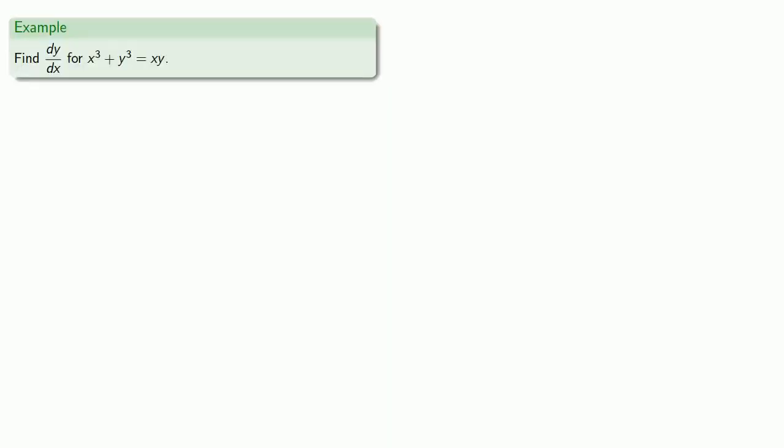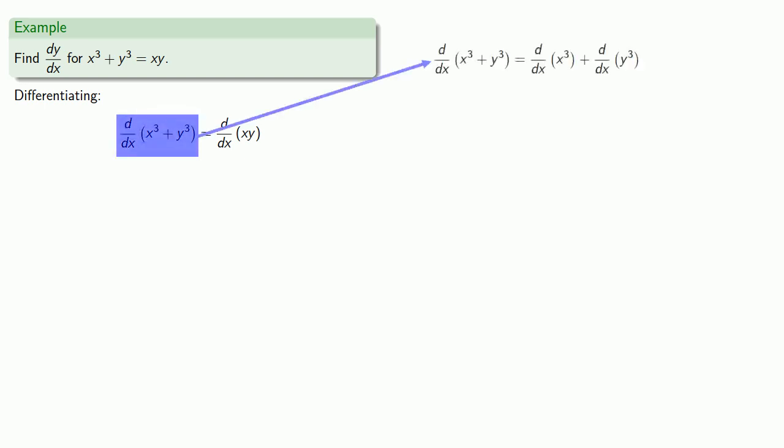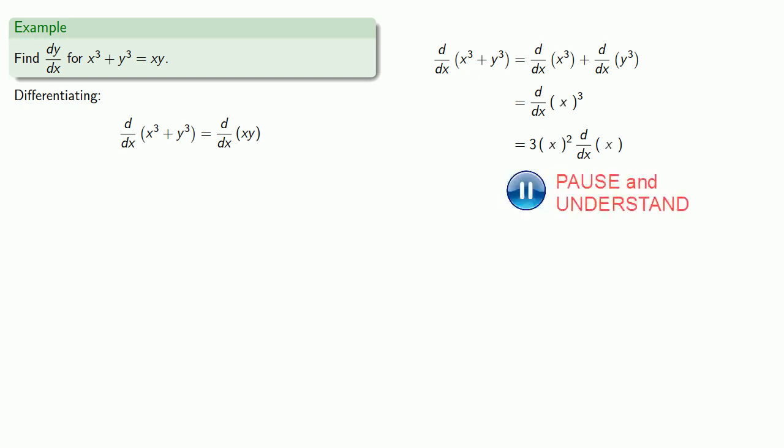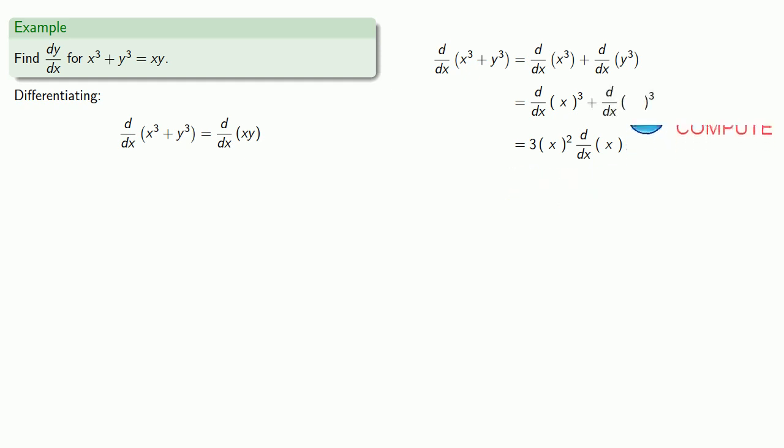How about x cubed plus y cubed equals xy? So we'll differentiate with respect to x. Over on the left-hand side we have a sum, so we can differentiate that as a sum. So that gives us the derivative of x cubed plus the derivative of y cubed. And again, this is the derivative of something cubed. So we'll differentiate, we'll get 3 something squared times the derivative of our something, and put things back where you found them.